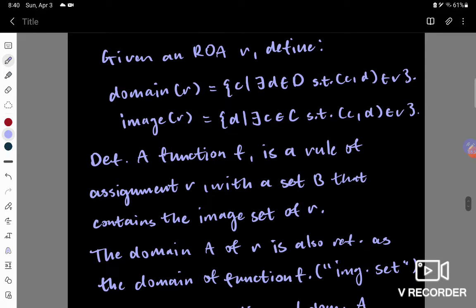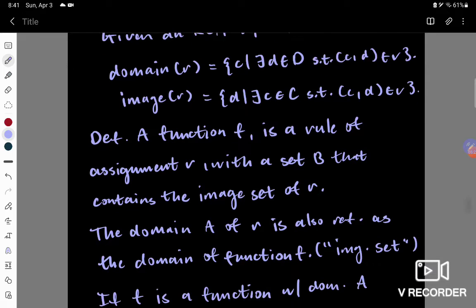So we write the domain set, let's say by this big A here. If we write the domain A of this rule of assignment, we can also refer to it as the domain of the function itself, which is unambiguous. Likewise, if we have this image set, which is the image of R, we can refer to it as the image, or the image set of it, or the image of the function itself. So domain and image of the function.